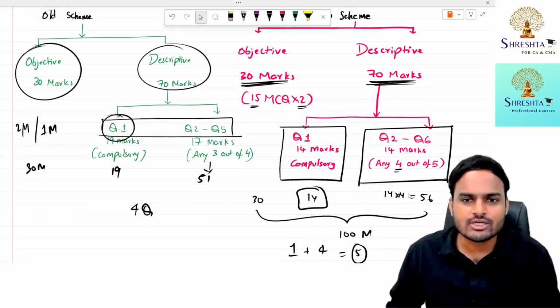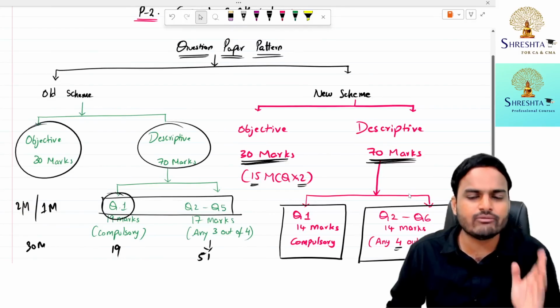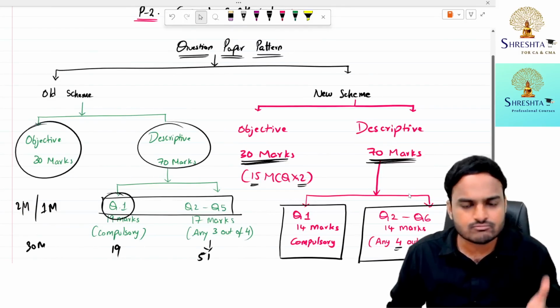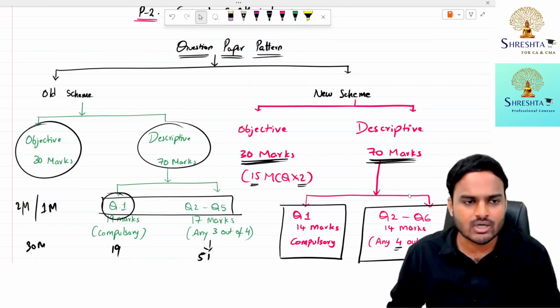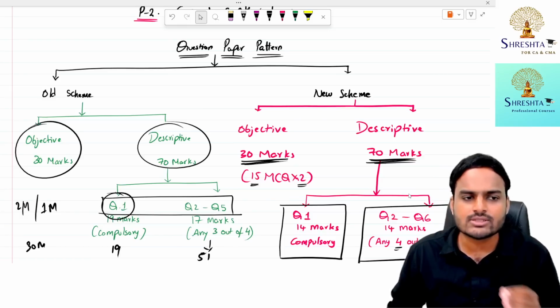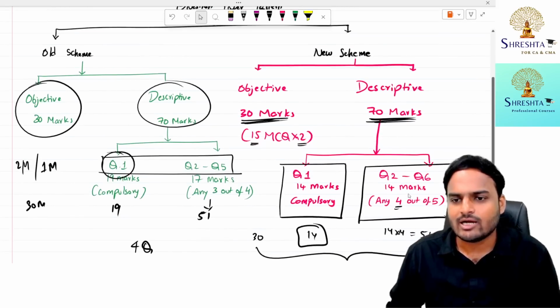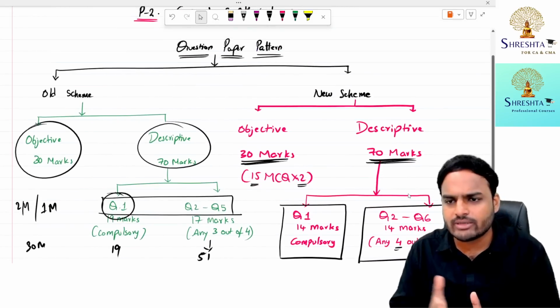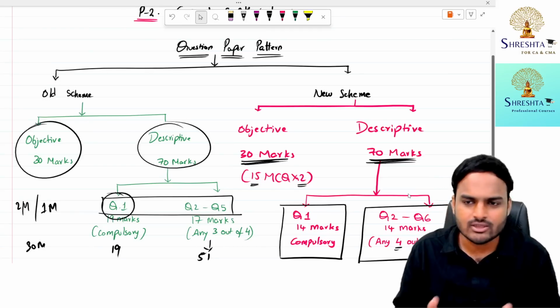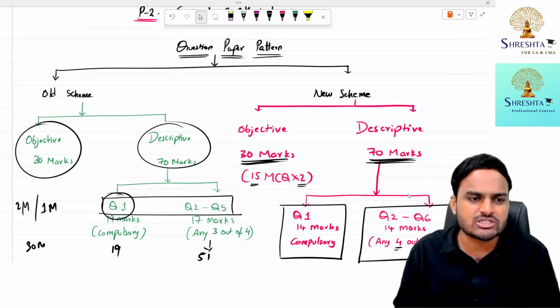Understood? Multiple choice questions, yes, the number has been reduced. Previously a few multiple choice questions came for 2 marks and the remaining came for 1 mark, but right now there are 15 MCQs, each MCQ 2 marks. I hope the same pattern will be continued in the May 2024 examination. Why? The mock test paper is similar to the main examination paper.